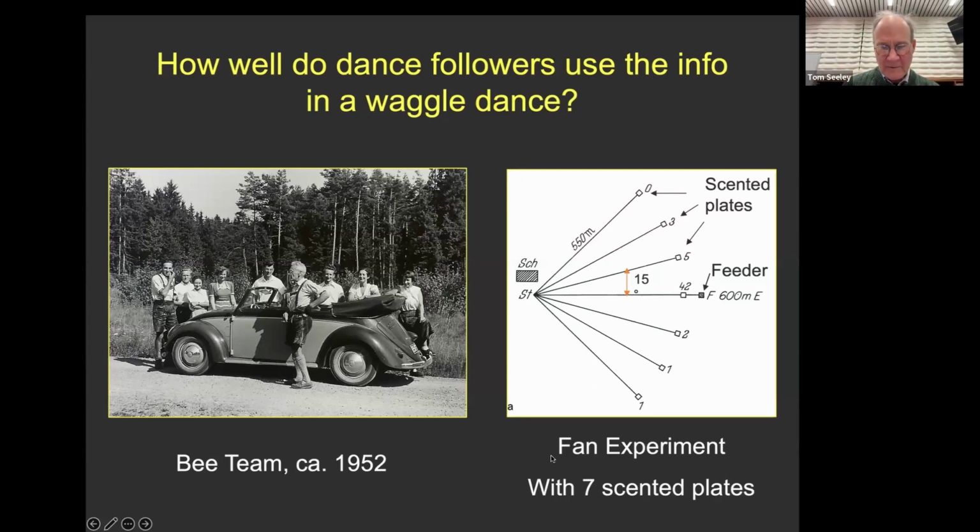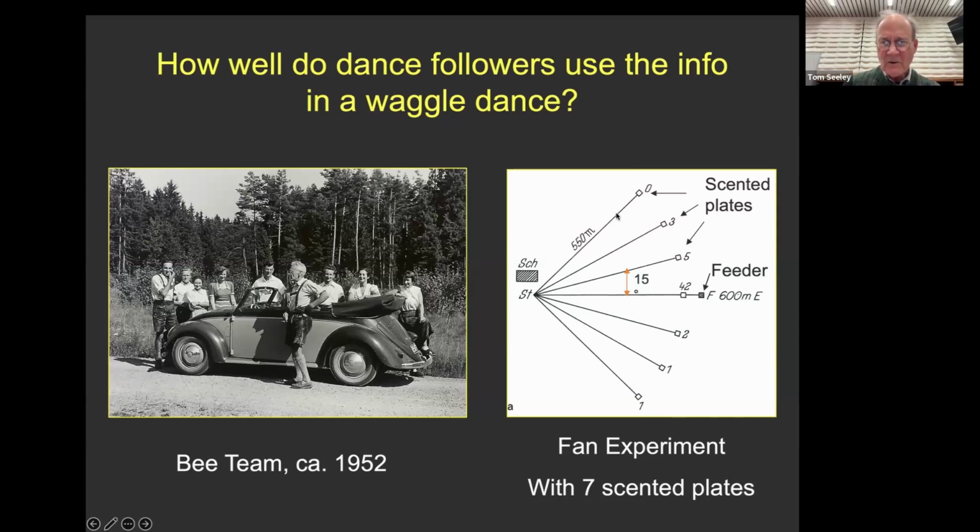It's called the fan experiment, where they would have the hive. One hive was put here, and the bees were trained to a feeder in the center of this fan-shaped array. Only at one of these locations was there a feeder. Then they would put out scented plates at all the other places nearby in this array. The scent on these plates would be the same scent as the food being collected by the bees coming back from the feeder. That same scent that was in the food was put at all the scented plates. So, a fan experiment with 7 scented plates.